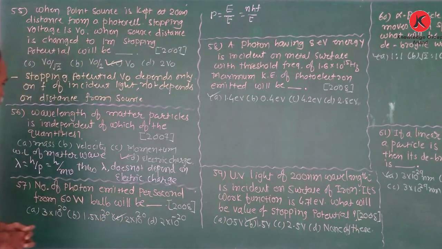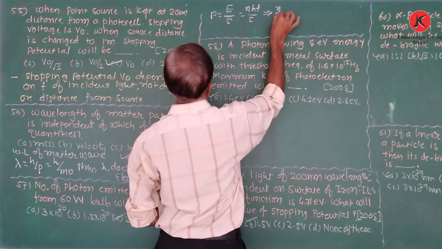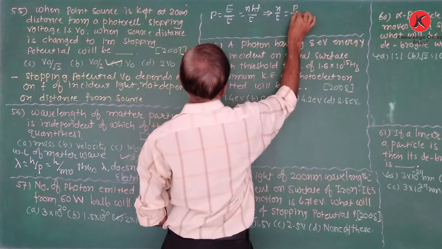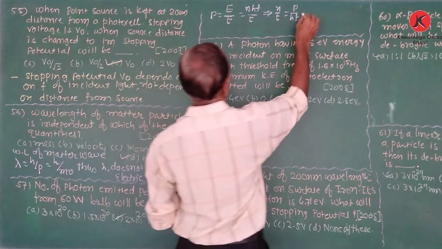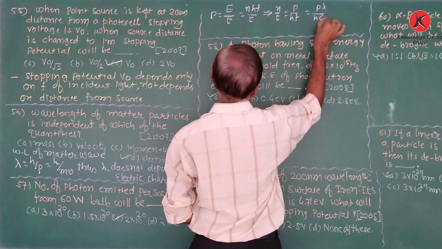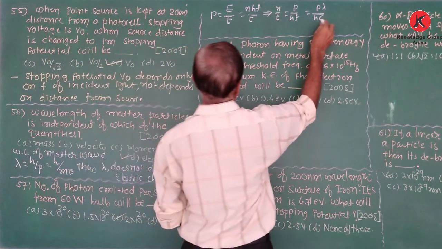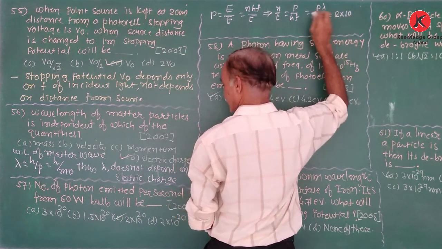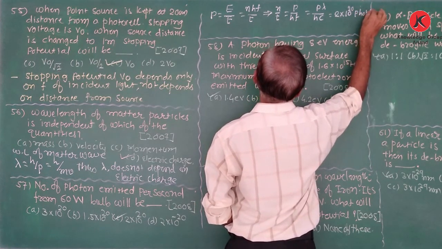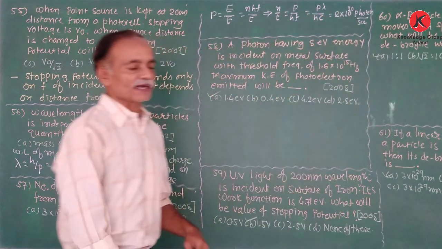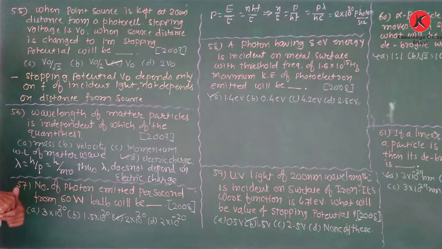Clear? Now, the number of photons incident per unit time, N upon T, is equal to P upon hf, which is equal to P lambda upon h. We substitute the value and obtain the answer: 2 × 10^20 photons per second. That means every second 2 × 10^20 photons are emitted from the bulb.